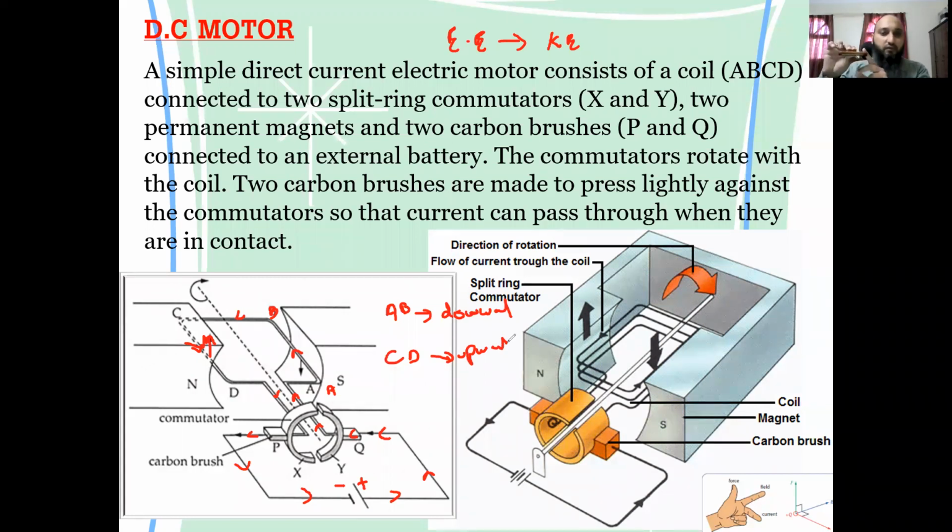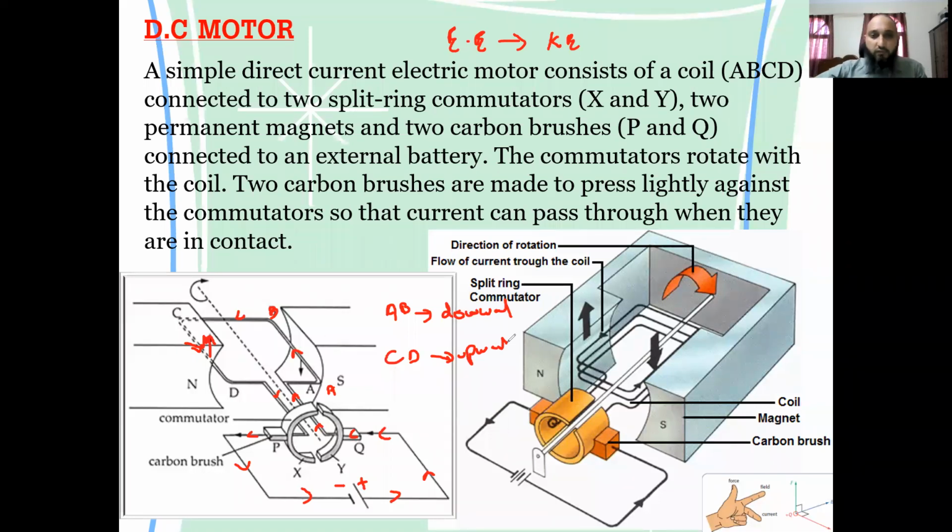For example, if this is a coil, one side is experiencing a downward force and the other side is experiencing an upward force. So if this coil is on the axle, with a downward force on one side and an upward force on the other, what will happen? This coil will turn, it will rotate.